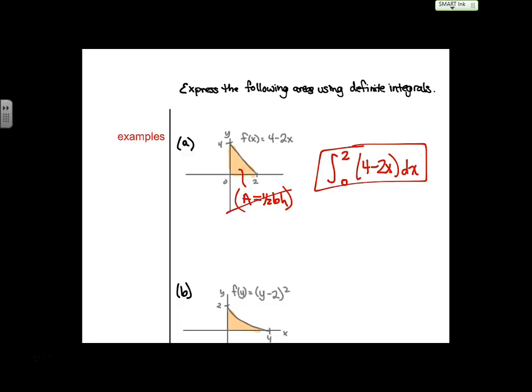Help us out. Angela, where did the 0 and 2 come from? It's the base, the distance. Good. Don't say distance though. Say the beginning x and the end x. Does that make sense? Yeah, the beginning x. And then keep helping out, Corey. Where did the 4 minus 2x come from? F of x is equal to? And that's the function whose area under we're trying to find.